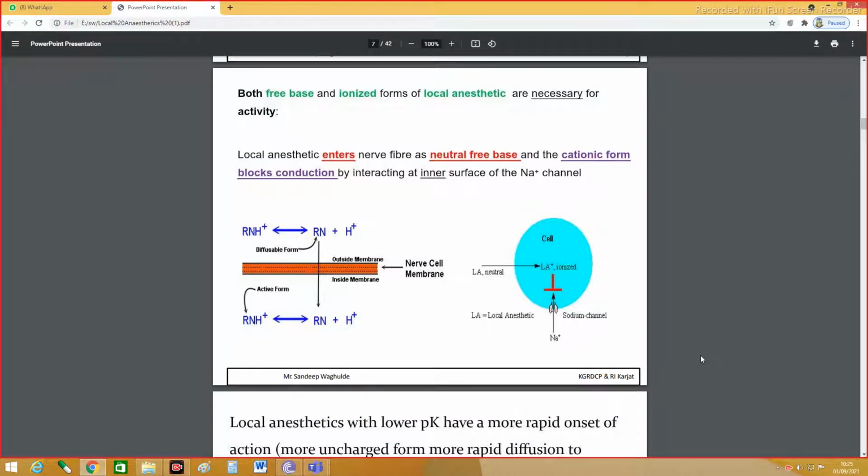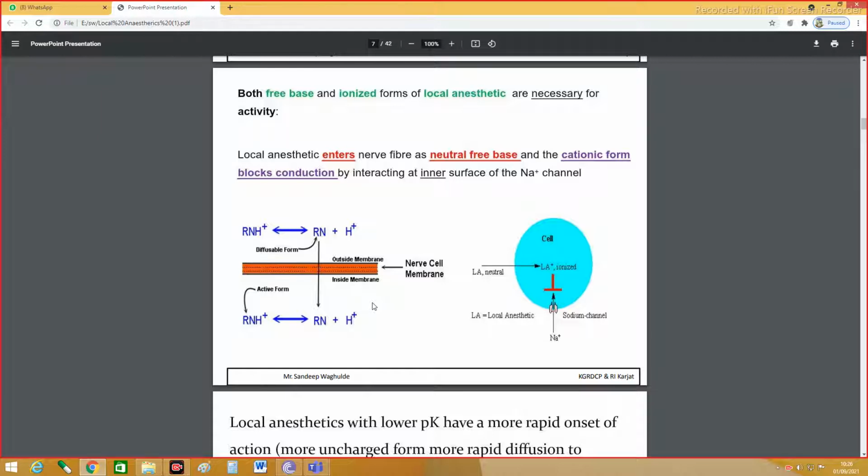Both free bases and ionized forms of local anesthetics are necessary for the activity. A local anesthetic enters the nerve fiber as a base, as shown in the figure, and the cationic form blocks the conduction by interacting at the inner surface of the sodium channel. You have to remember one thing: only the neutral compounds can cross the barriers. It is very rarely possible that the ionic and cationic forms can cross the barriers.